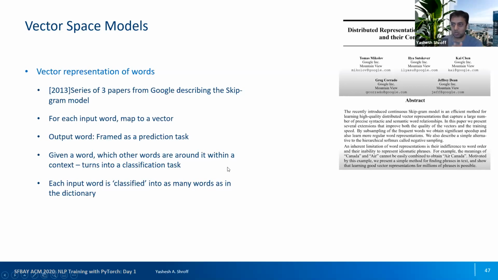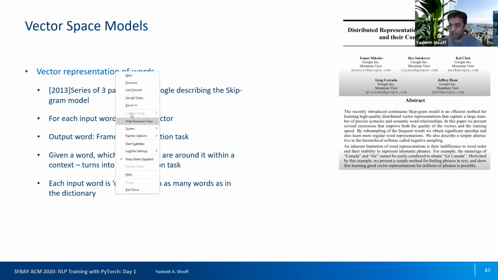And there's been evolution since then as well. So in early 2013, in January, Google published a paper, and then just about 6 months later, they published the skipgram model. Essentially, you're mapping the word to a vector, and you're creating a prediction task around it. So given a word, what are the words around it that should be present in that context? Each input word is classified into many words in the dictionary.